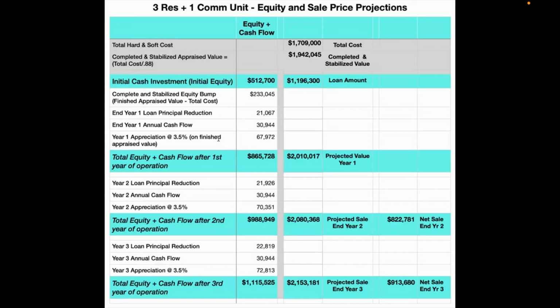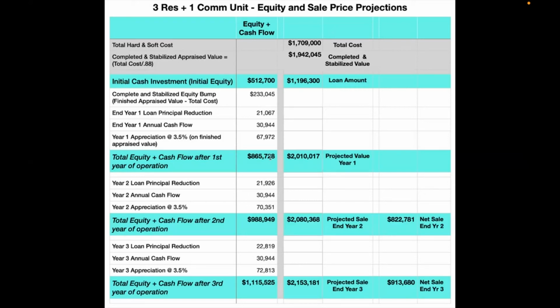Now, properties always appreciate every year. And in this case, I've added in 3.5% appreciation, and that's based on this finished appraised value of the $1,942,000. Appreciation has been much higher than that for the last few years, but we'll just assume 3.5% for now. That's another $67,972. So that at the end of your first year of operation, your equity in this property has increased from $512,000 up to $865,728. So that is a huge bump in your equity just after your first year of operation, after building it and your first year of operation.